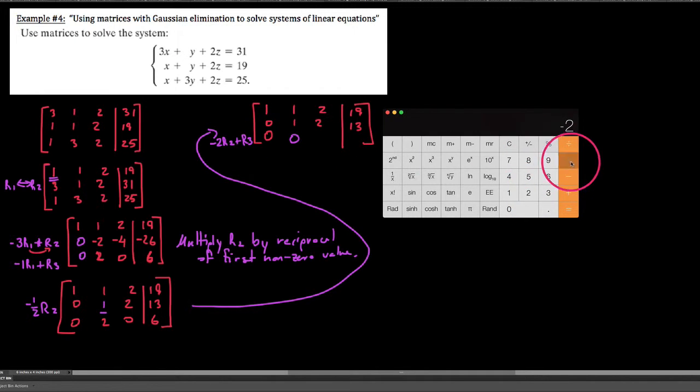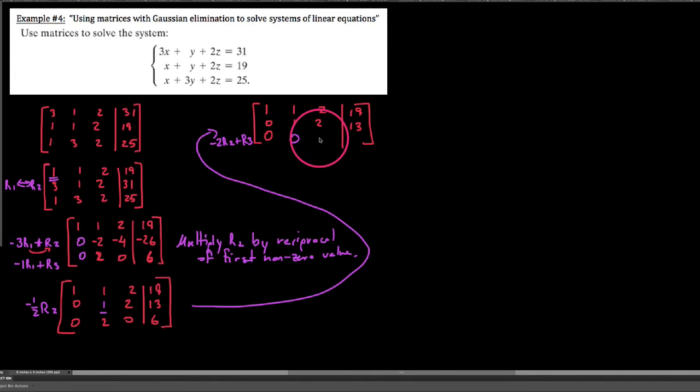So we say 2 negative times 2, and we're going to add that onto this entry here. It was 0, so if we add that plus 0, we get a negative 4. And then last but not least, we have to take our 13 here times this negative 2.